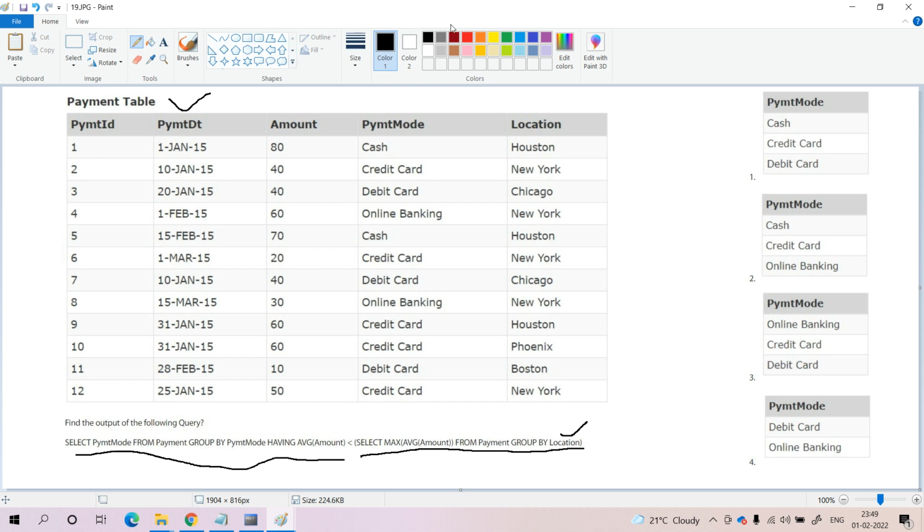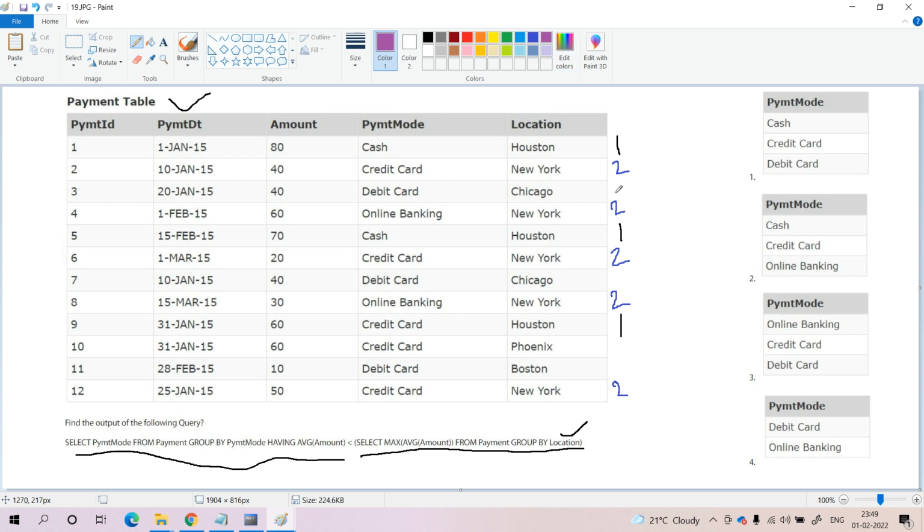Especially with respect to the location, Houston is the first group. Here also it comes under the first group. It also comes under the first group. Totally, Houston is occurring 3 times. That's why these 3 come under the one group. Next, New York. Let me take another color. It is the second group as per the location. It is also the second group, New York. It also comes under the second group. So the last record also comes under the second group.